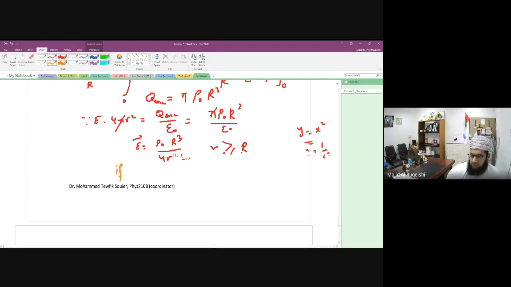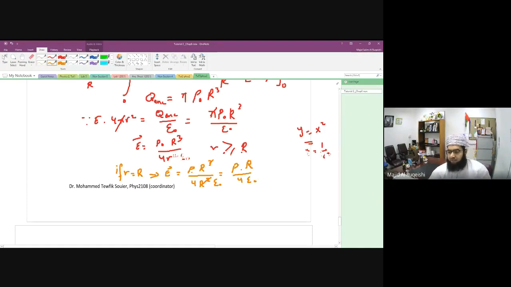So if r small is equal to r capital, this implies E equals rho naught r cubed divided by 4 epsilon r capital squared. Why? Because rho naught is equal to r capital into epsilon. Now you can see this r cubed cancels, and we have only one r at the top here. And this will be rho naught into capital R, over 4 epsilon.